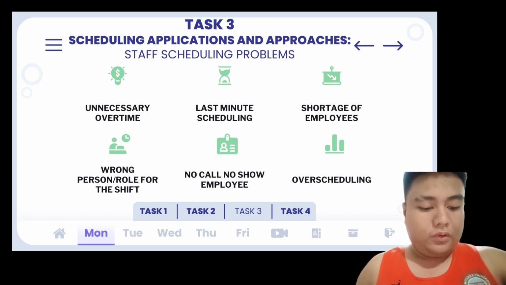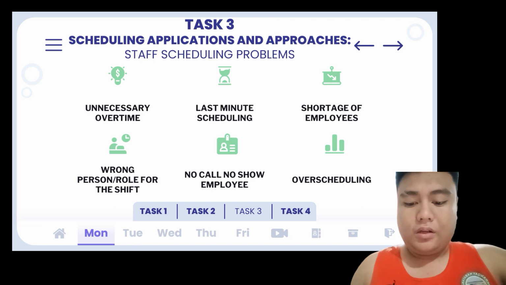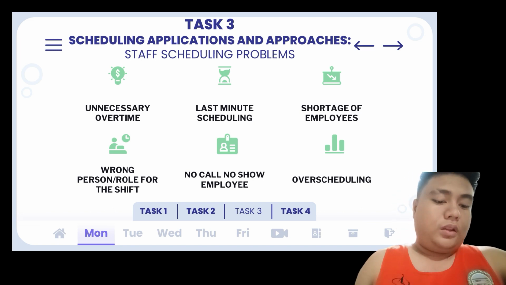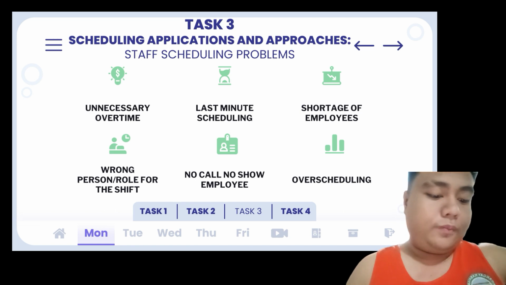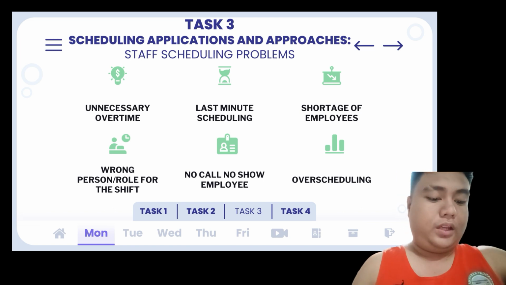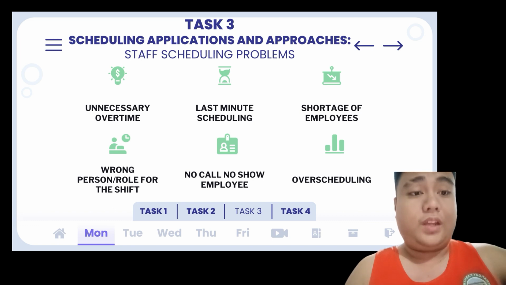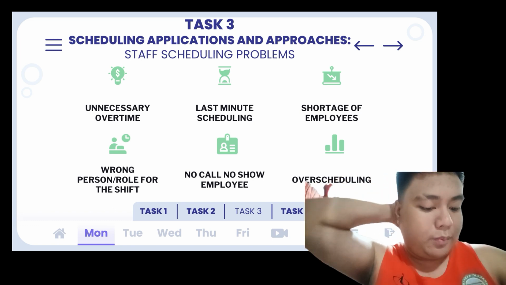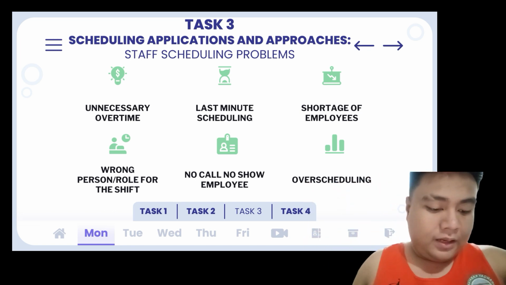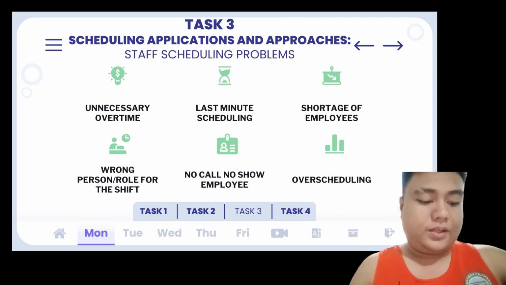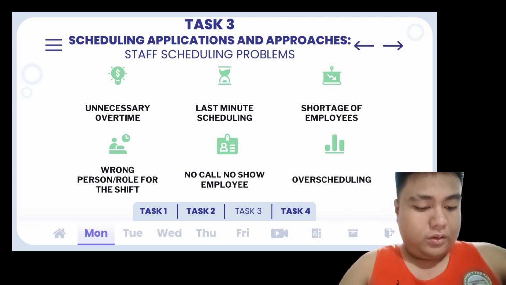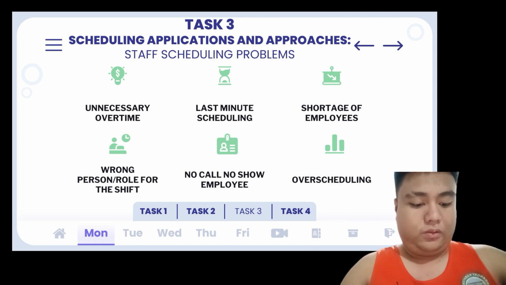Next is wrong person and role for the shift. Ito yung nagkakaroon ng wrong person of the role sa isang company dahil hindi ito nakukuha ng tamang job title. Para dito, halimbawa na lang, ang HR person ay napunta sa finance line. Dahilan ng kakulangan ng staff, hindi nagkakaroon ng maling task sa isang department sa pag-switch ng role.